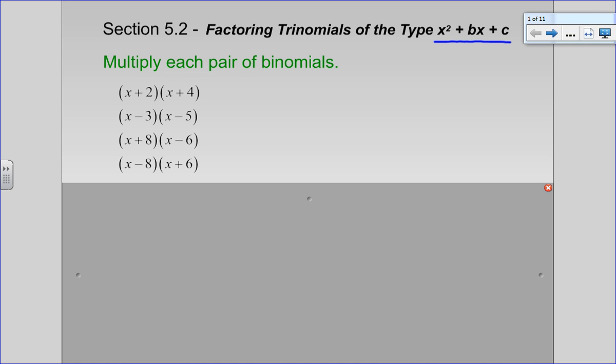So in order to understand how to factor trinomials of this type, it's really important that you first understand how to multiply binomials. If you're already familiar with this process, at this point you can pause the video and try multiplying each of these 4 pairs of binomials. Then you can restart the video to see the solutions.